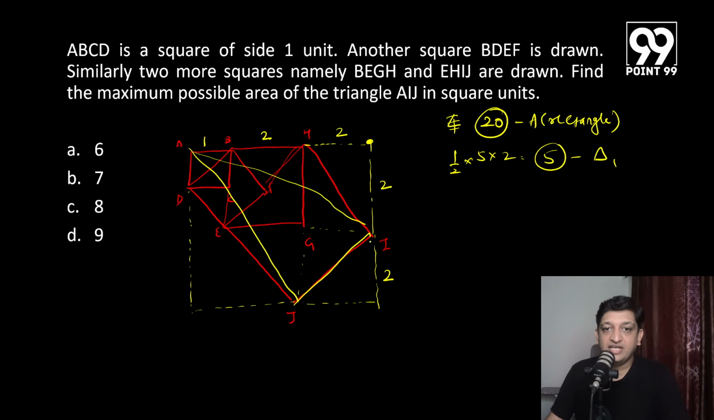Then I'm also looking at this triangle. Now, of course, if you are looking at this block, this will be 2, this will be 3. So if I'm looking at this triangle, what will be the area? Half into 2 into 2, which is again going to be equal to 2. This is the area of triangle 2.